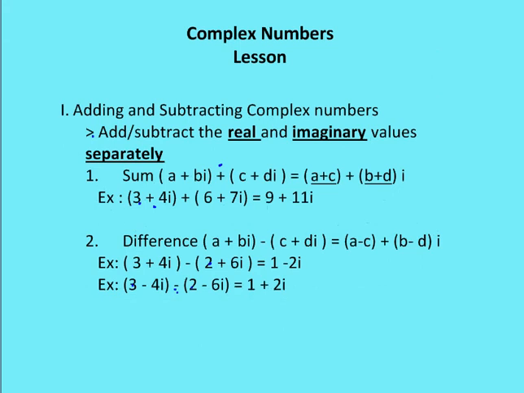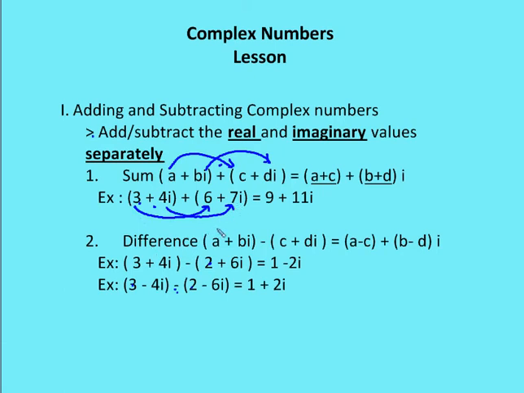All right, so let's talk about operations involving complex numbers, adding and subtracting them. When you add and subtract complex numbers, all you do is add or subtract the real components separately from the imaginary components. So (a + bi) + (c + di) is equal to (a + c) + (b + d)i. An example would be (3 + 4i) + (6 + 7i). That would be equal to 3 plus 6, or 9, plus 4i plus 7i, which is plus 11i.